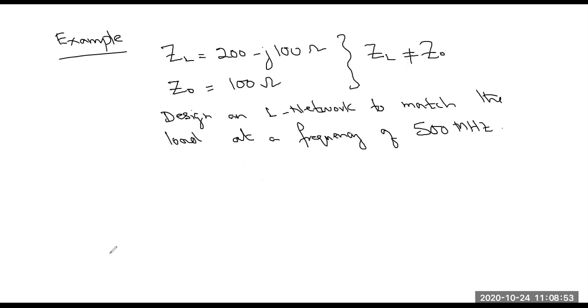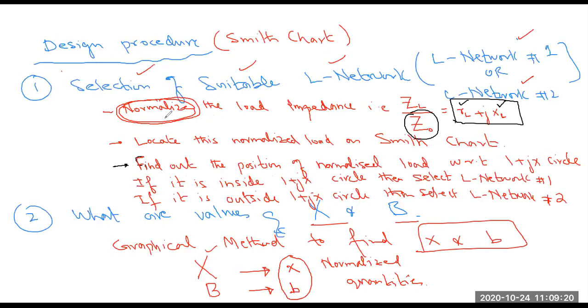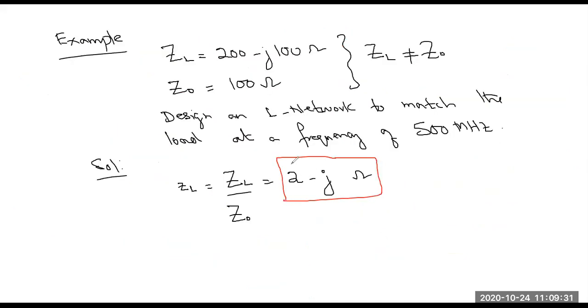As we are using the Smith chart, how will you proceed? The first thing is you will normalize your load. Let's represent the normalized load by small zl. So zl divided by z naught will give you 2 minus j. This is our normalized load. So RL is 2 and XL is minus 1.